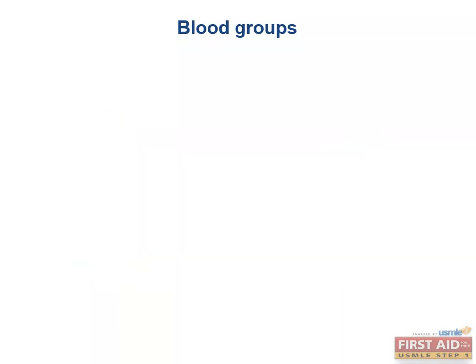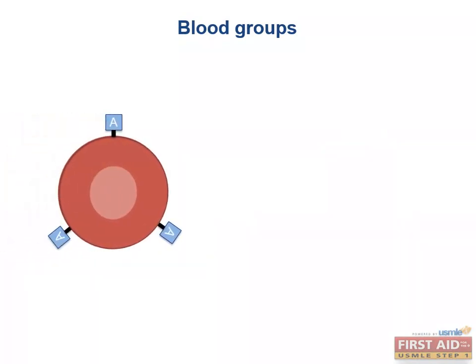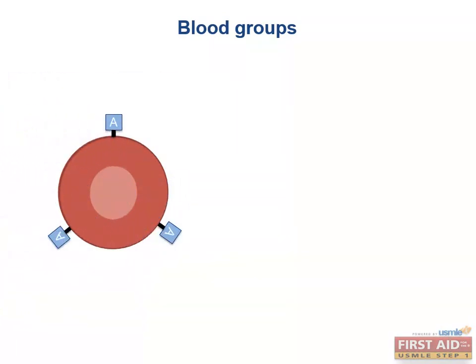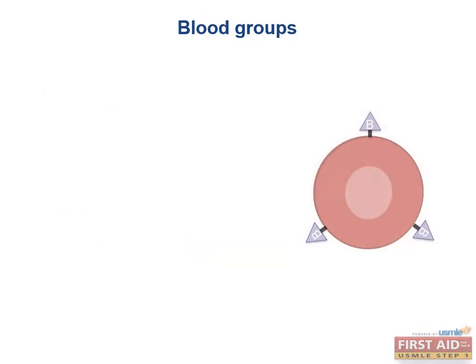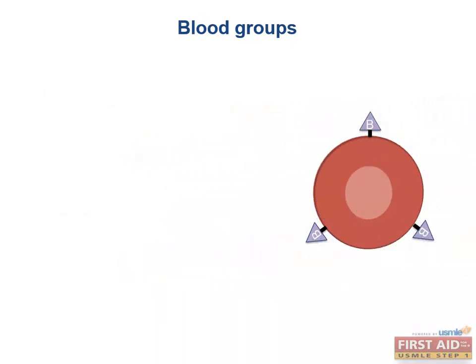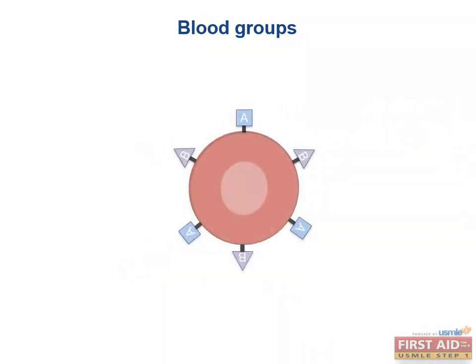For example, if you have type A blood, you will have anti-B antibodies. And the converse is also true: if you have type B blood, you will have anti-A antibodies. Obviously, these won't react with your own antigen. If you have blood type AB, you won't have any ABO antibodies, because you have both antigens.